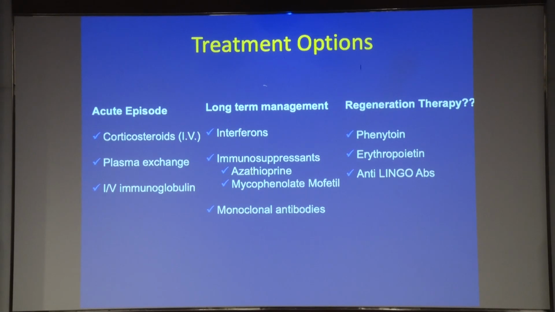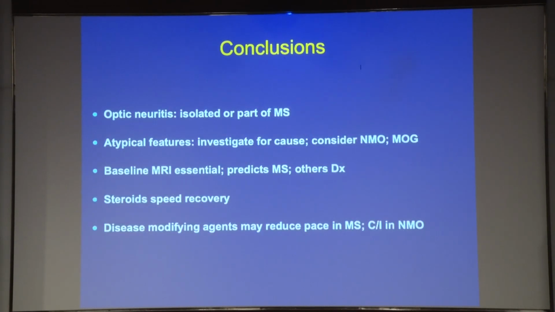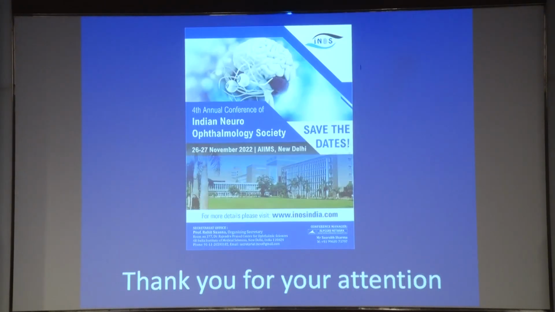As I've discussed, there are a lot of options for each, but as an ophthalmologist, our key understanding is what we are thinking in the first go, because it's the initial intervention that is really affecting long-term prognosis. So optic neuritis can be a part of MS. Atypical features, think NMO, MOG, baseline MRI essential, steroids speed recovery, but you may need a long-term understanding of the disease profile. Thank you very much.